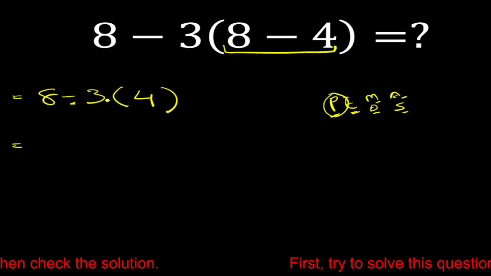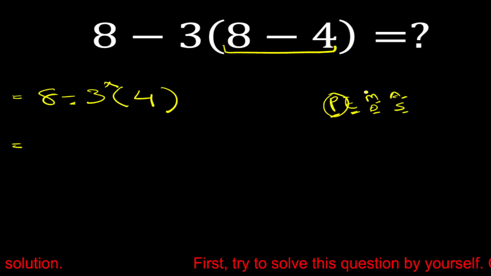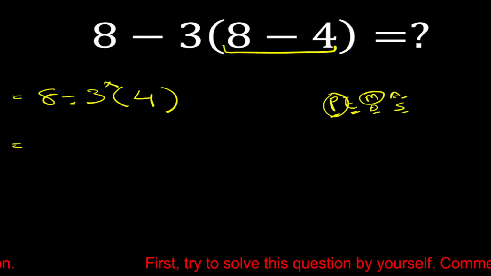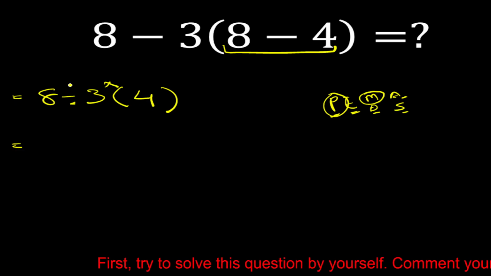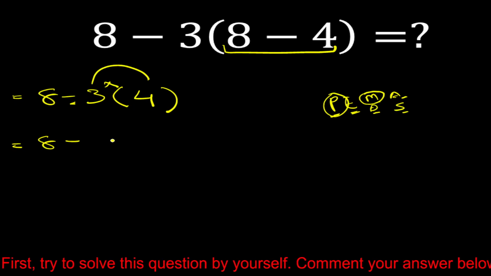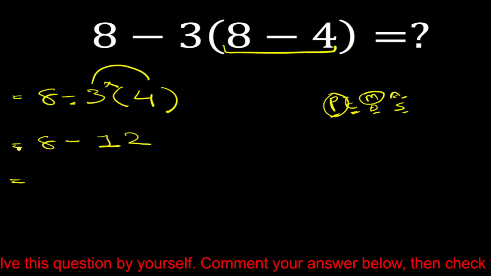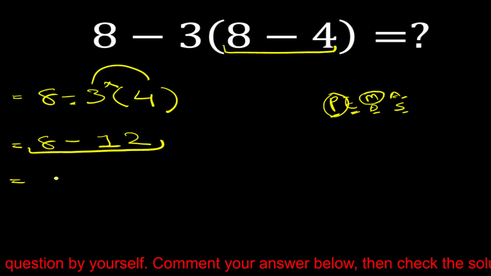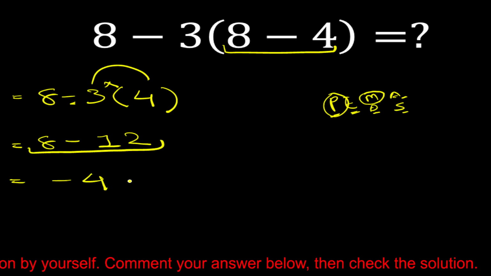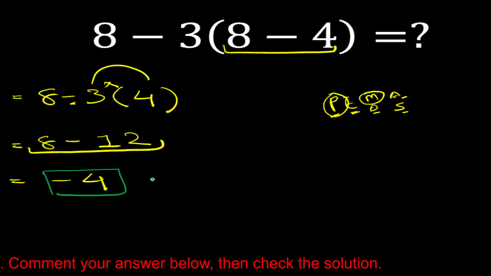Now here is one subtraction and here is one multiplication. So according to the rule, first priority is multiplication. Okay. So 8 minus, multiply 4 multiply 3 is equal to 12. Now 8 minus 12 is equal to minus 4. So the correct answer is minus 4. Okay.